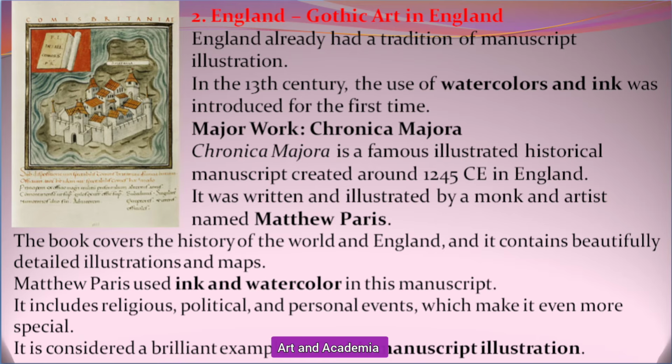It was written and illustrated by a monk and artist named Matthew Paris. The book covers the history of the world and England, and it contains beautifully detailed illustrations and maps. Matthew Paris used ink and watercolor in this manuscript. It includes religious, political, and personal events, which make it even more special. It is considered a brilliant example of Gothic manuscript illustration.